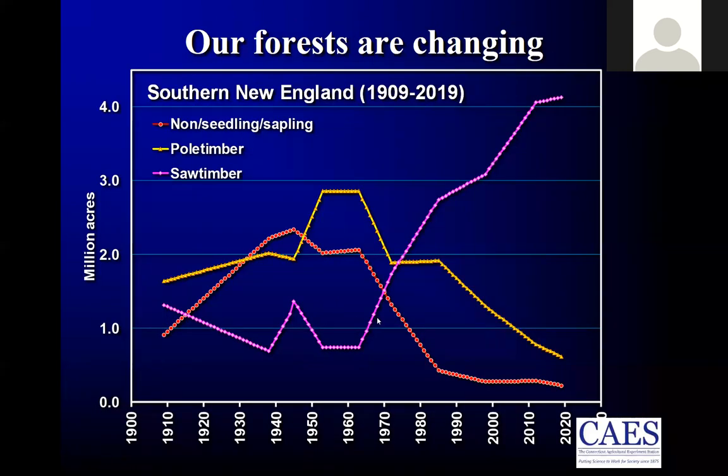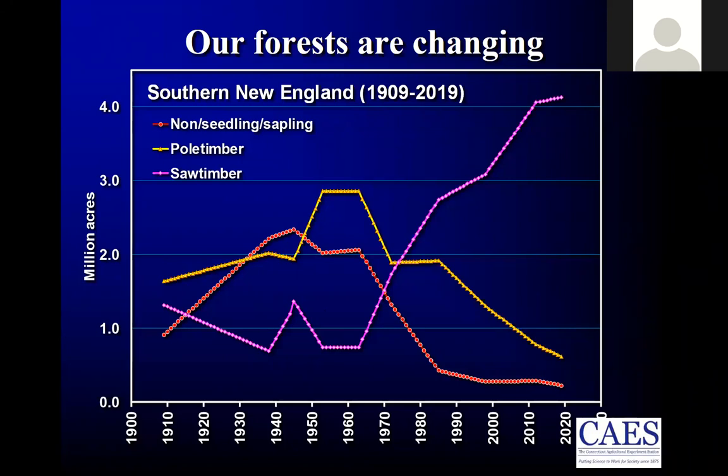So with that, let's get into the meat of the talk. I wasn't able to put together numbers for all of the Northeast, but I did look at Southern New England, and we now have a 100-year record of how stand sizes are changing over time. One of the things I think most of us are aware of is that the percentage of stands that are sawtimber size has been increasing over the last 100 years, pretty steadily since right around 1950, 1960.